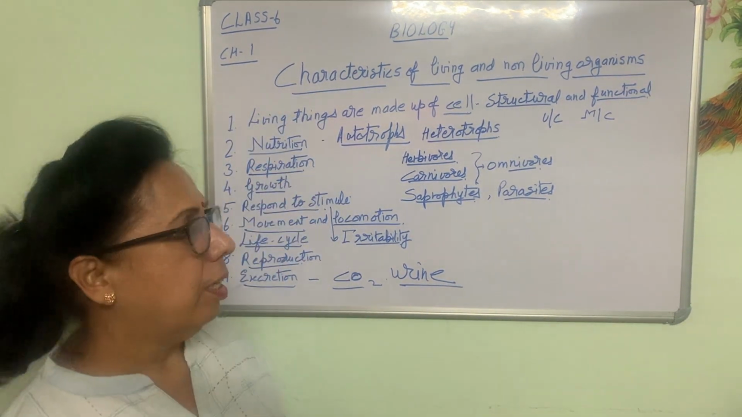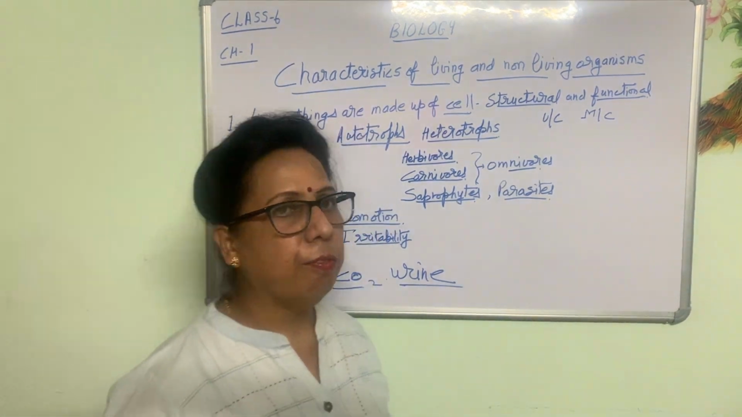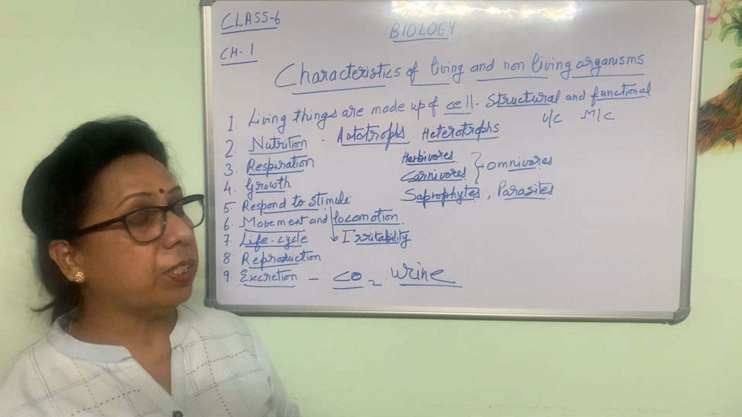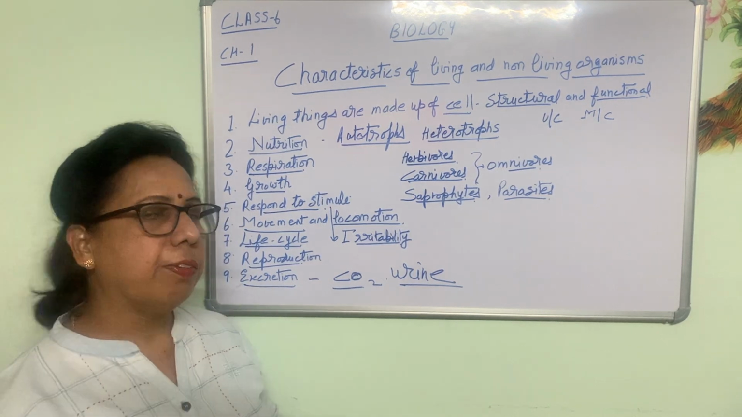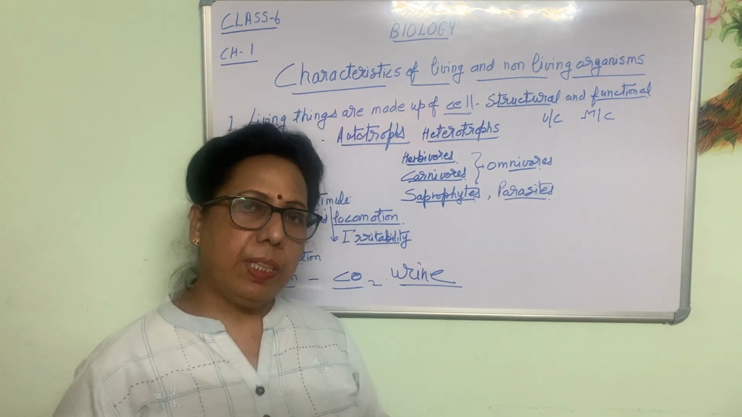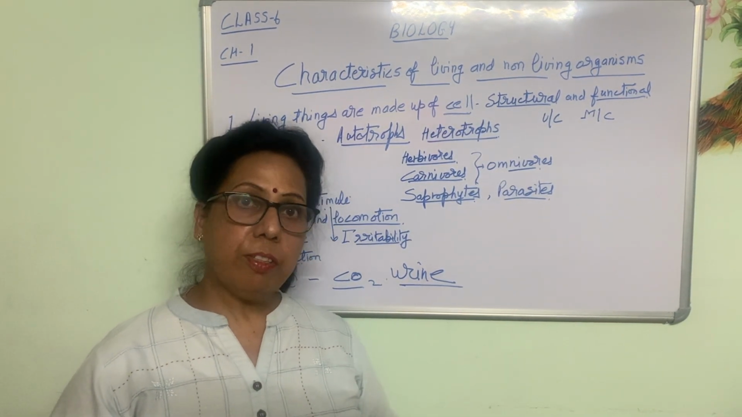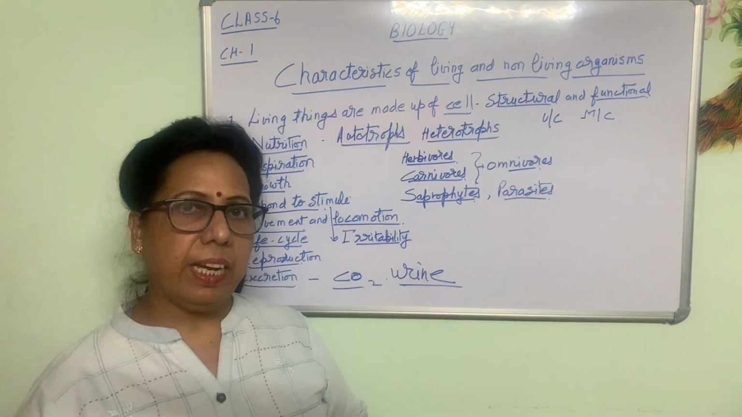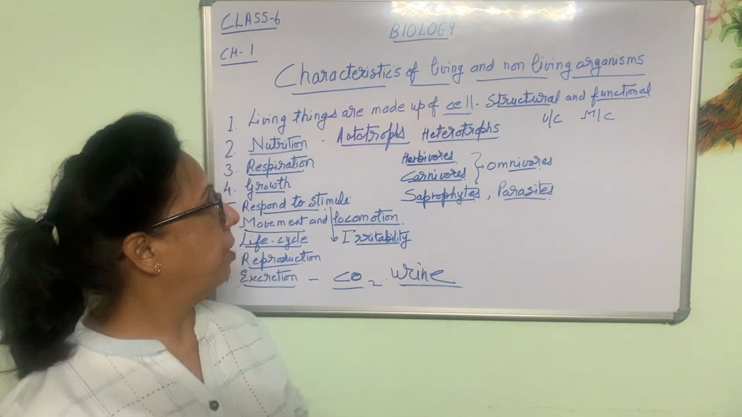Second, nutrition. All living things derive nutrition from their surroundings, from the environment. They take food so that they are able to survive. To take food, there are various methods, in plants as well as animals. Plants make their own food with the help of carbon dioxide and water, in presence of sunlight and chlorophyll. They make glucose and oxygen is released.